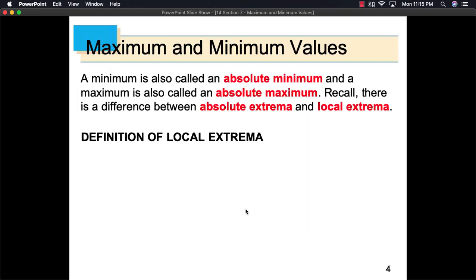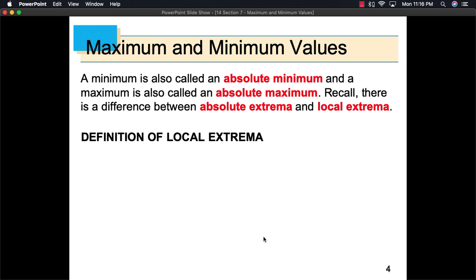Again, a lot of these definitions are similar to Calculus 1. Keep in mind that a minimum is also called an absolute minimum. A maximum is also called an absolute maximum. Recall, there is a huge difference between absolute and local. The best way I used to teach it in Calculus 1 is that a local extrema has a neighborhood around it, and an absolute extrema could have a neighborhood around it, but sometimes could actually occur on the border of the region.